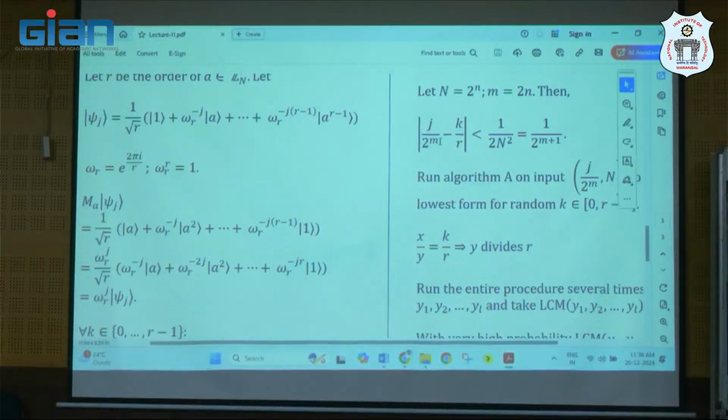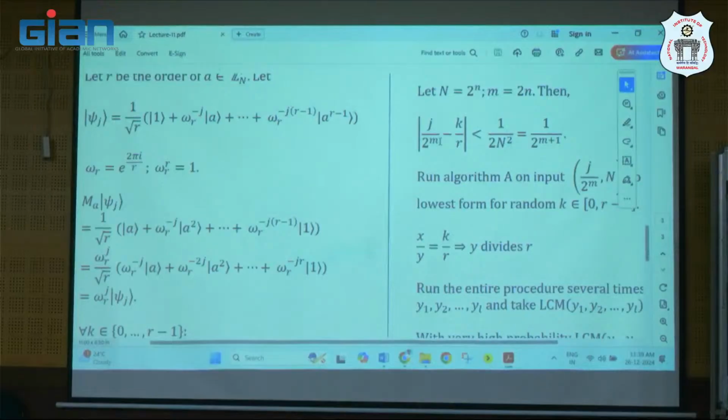Any questions? Then we sum all of them. Okay? This is our state. Now let us see what happens when we multiply with MA. Action of MA on this state: what is MA going to do? What is the action of MA? Multiply by A. 1 will go where?